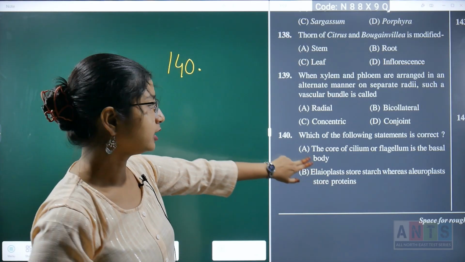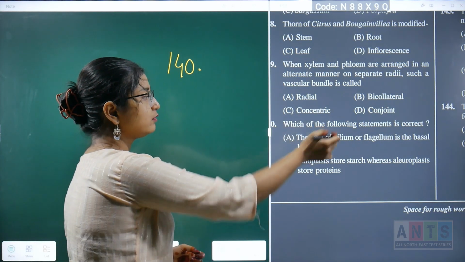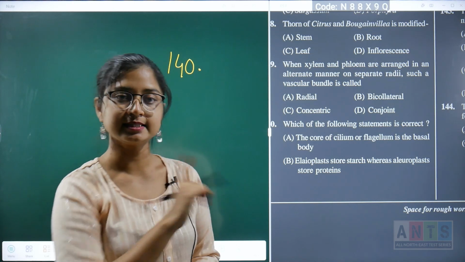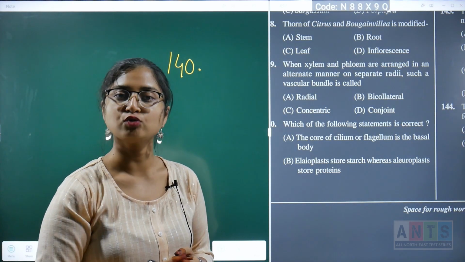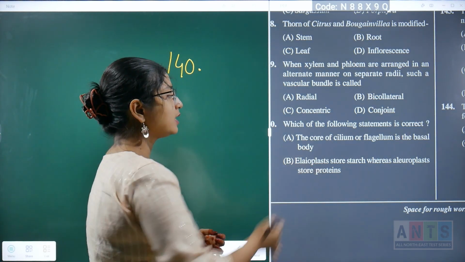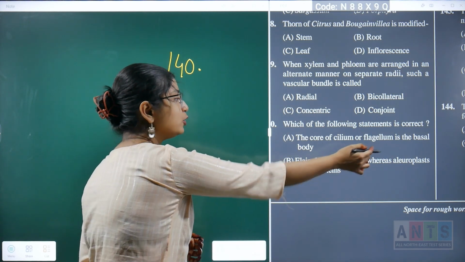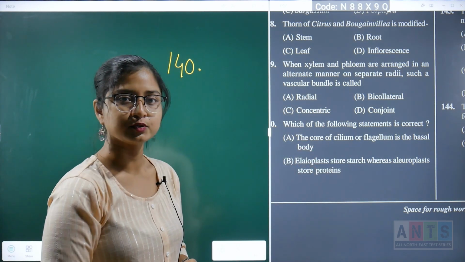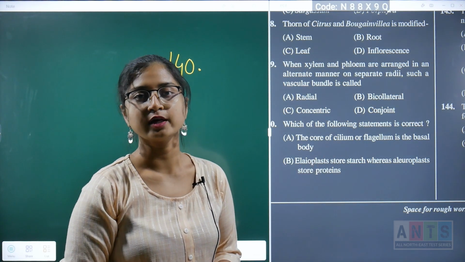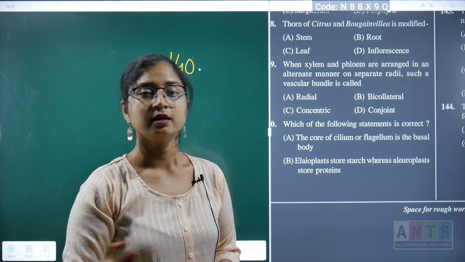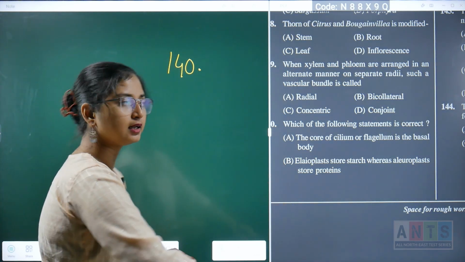Now question number 140, which of the following statements is correct? The core of cilium or flagellum is the basal body. This statement is incorrect because the core of cilia and flagella is called the axoneme. Elaioplasts store starch, whereas aleuroplasts store proteins. Now, aleuroplasts do store proteins, but elaioplasts are not storing starch. Elaioplasts are storing oils, fats, lipids. The starch storing plastid is amyloplast. So this statement is also wrong.